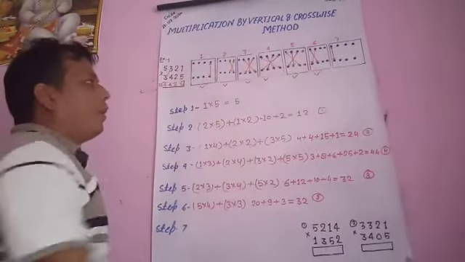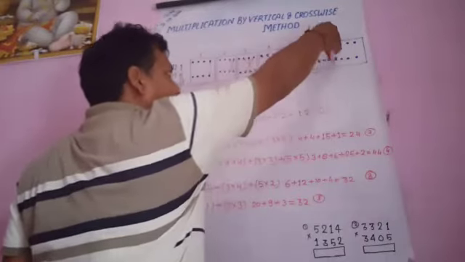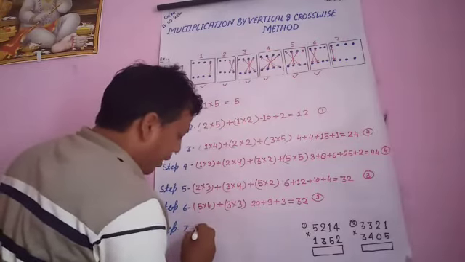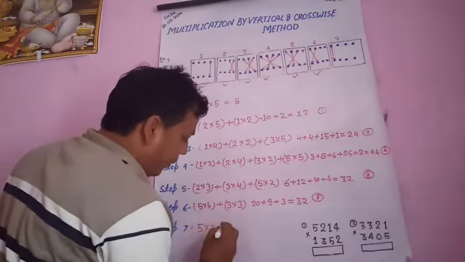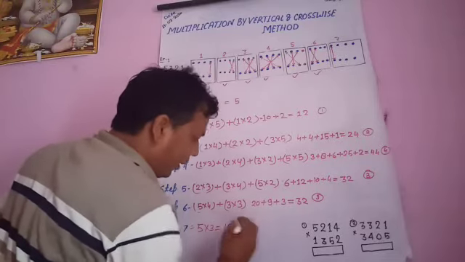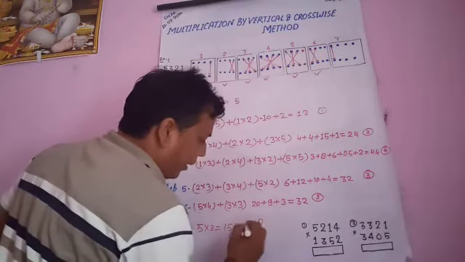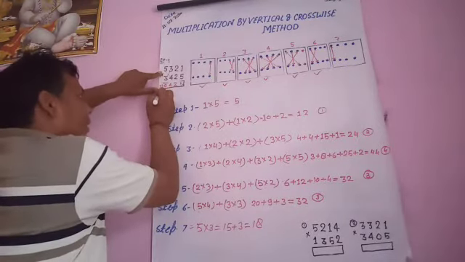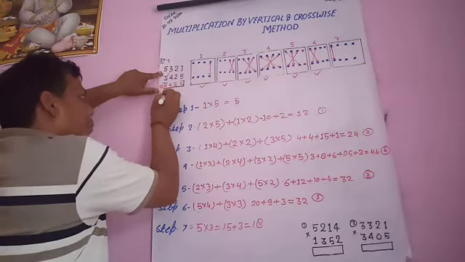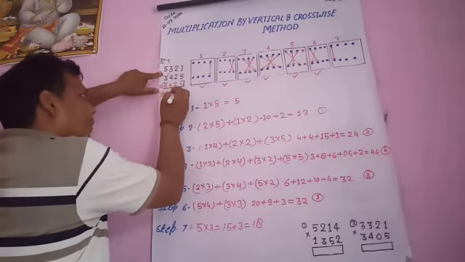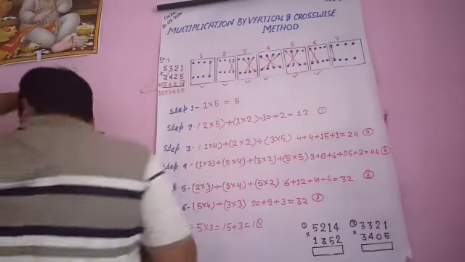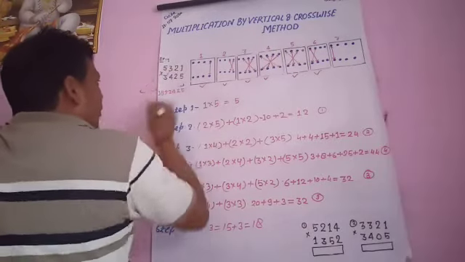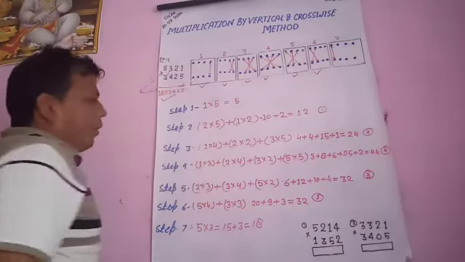In the last step, only 2 numbers are multiplied, the last numbers 5 and 3. So 5 into 3 is 15, and carry 3 makes 18. You write this 18. Your answer is 18, 2, 2, 4 and 2, 5. Right? This is your answer.